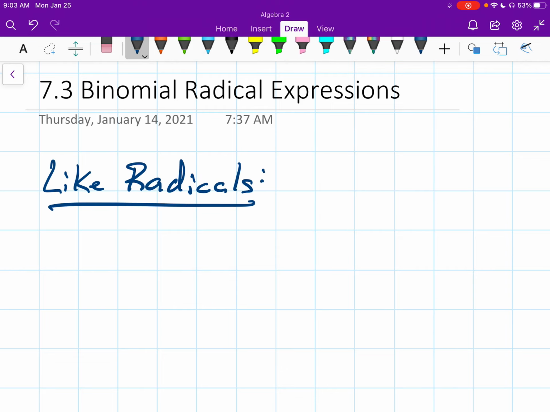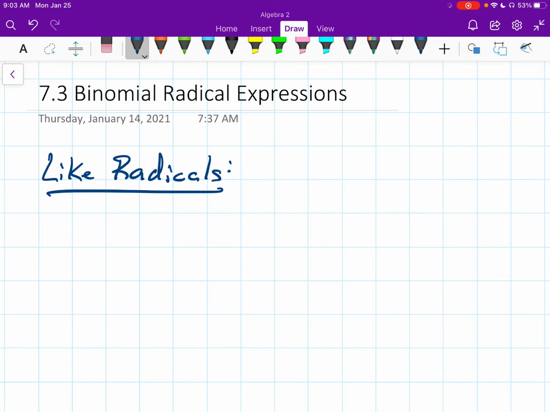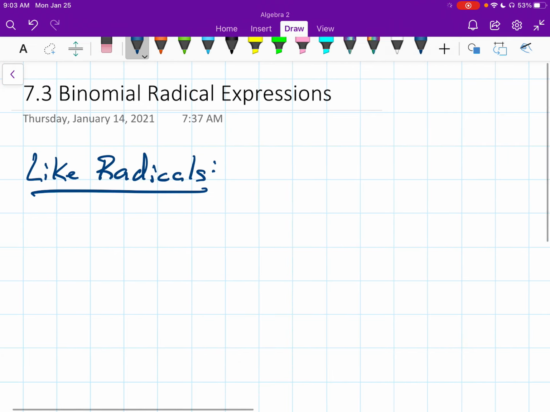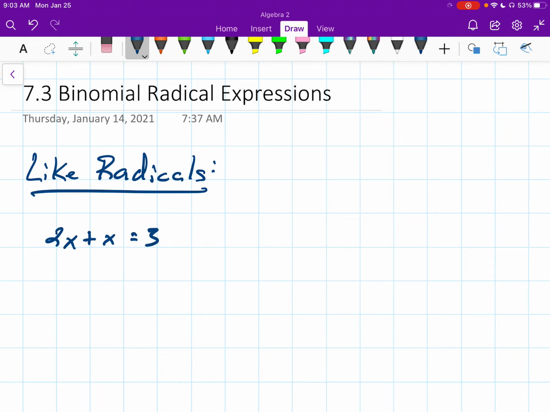Now think about whenever we talk about like terms, where they both have an x, you can put them together, you can add them up. Here, the whole idea of this is going to be like if we have 2x plus x, that's 3x, right? That's the idea that we're going to be using in this lesson.